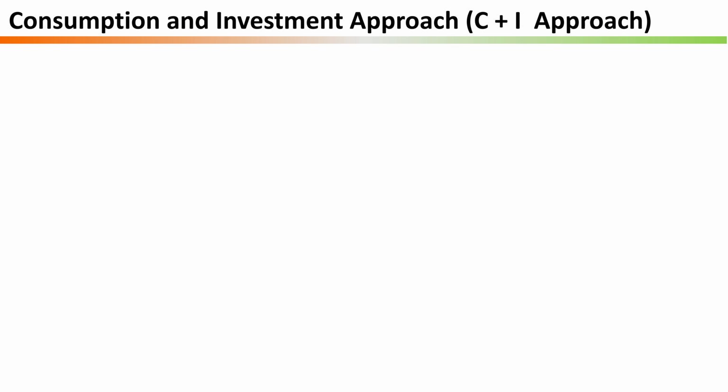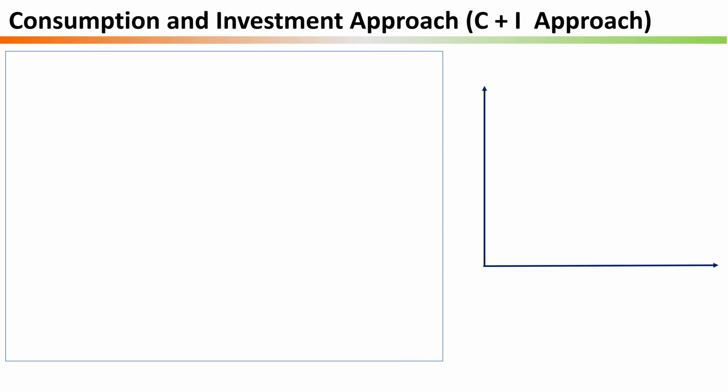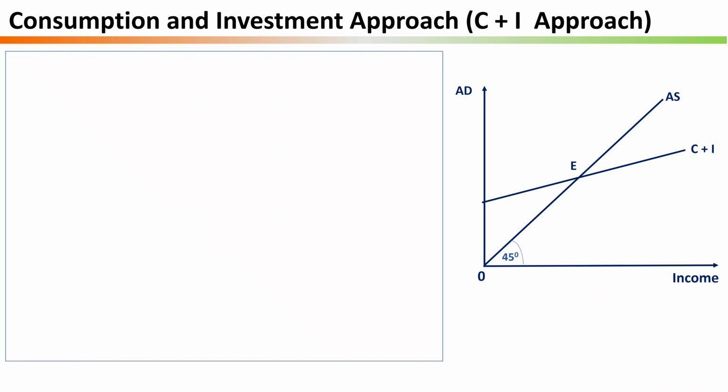Let's understand the consumption and investment approach with the help of a diagram. Let's draw the axes and label them. Income on the x-axis and aggregate demand on the y-axis. The 45-degree line represents the AS curve and the C plus I curve represents the AD curve. Wherever the two curves intersect, that's the equilibrium point E, and Y star is the equilibrium level of output.